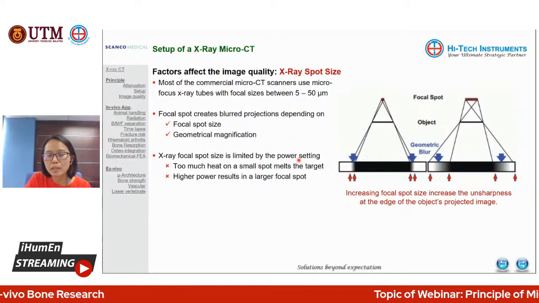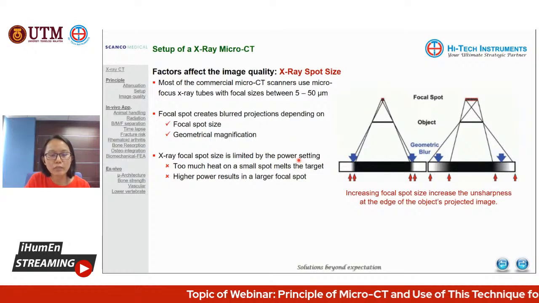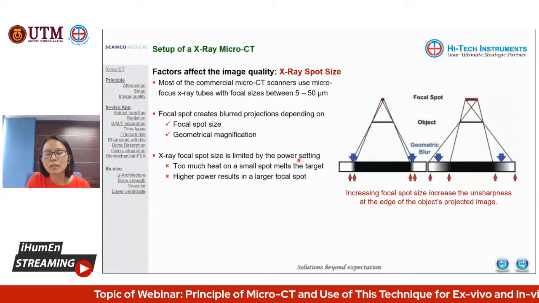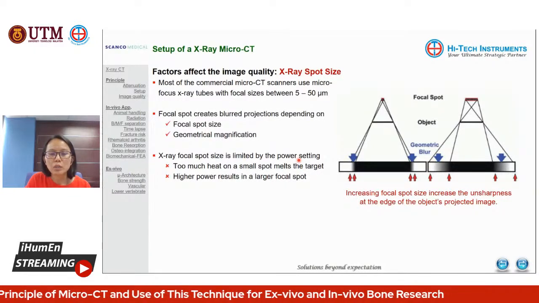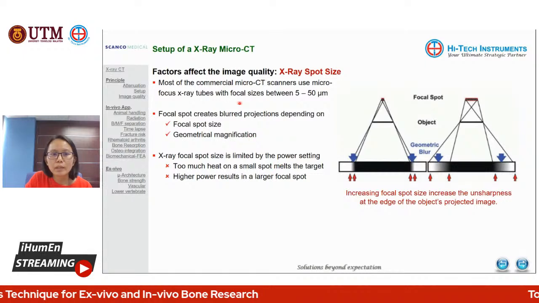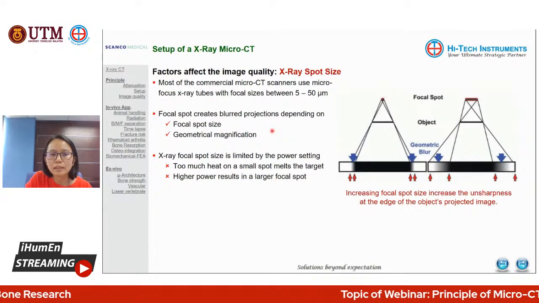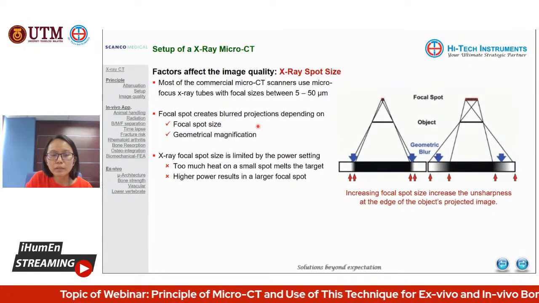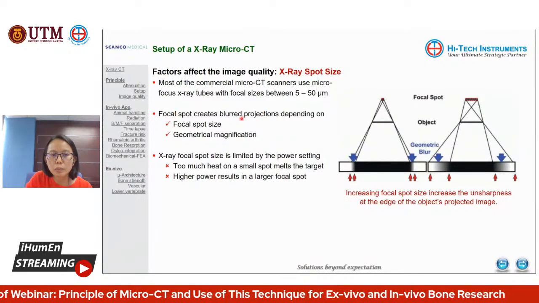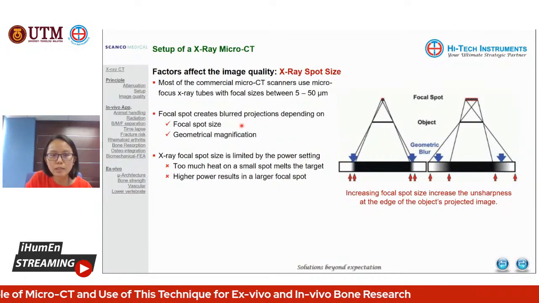By using a smaller spot size, yes, you can get a sharp image, but your signal is very low. So that's where you can consider increasing the spot size so that you can get a higher signal. Okay, so I've talked about the focus spot size. Another important factor that affects the image quality will be the geometrical magnification, which I'm going to talk about next.